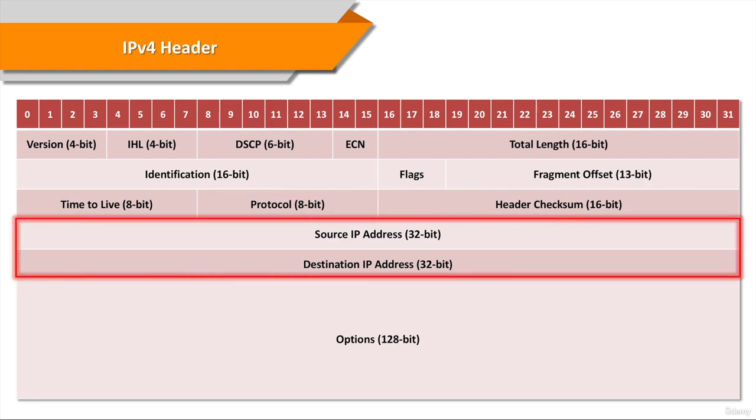Source address and destination address fields are the most important fields of an IP header. These fields are the IPv4 address of the sender of the packet and the IPv4 address of the receiver of the packet. Please note that this address may be changed in transit by a network address translation device. We'll talk about that later.